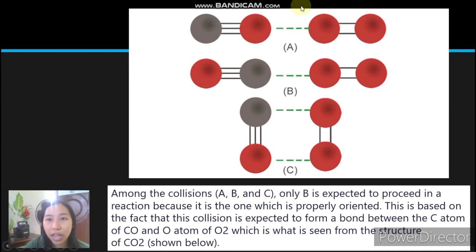Now, for letter A, as you can see, the one colliding is one O in your CO and one O in your O2. For letter B, the one colliding is the C, the carbon atom in your CO molecule, and the O atom in your O2 molecule. It can also be vertical like this.